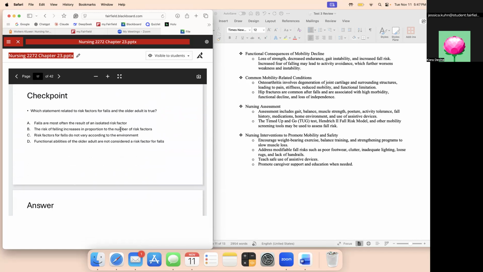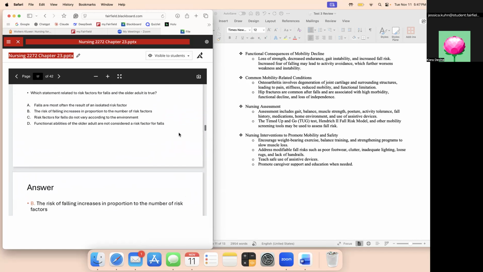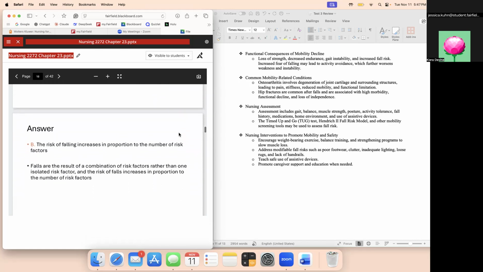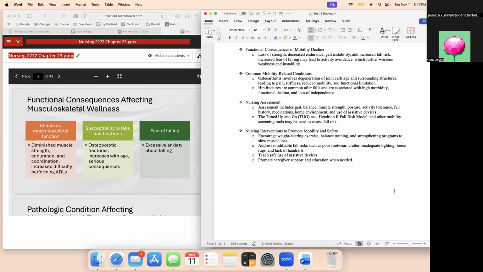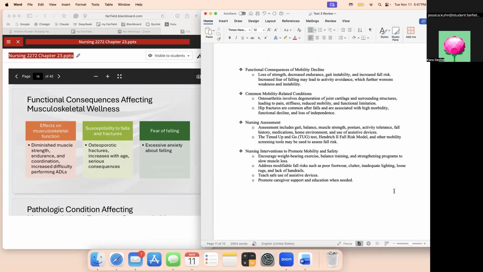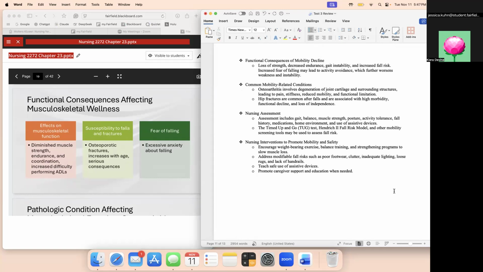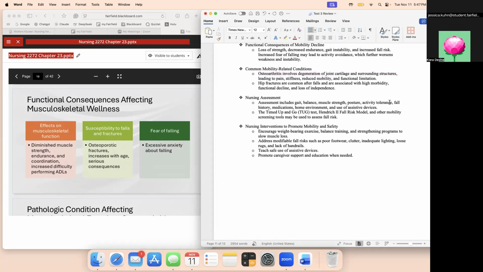Which statements related to falls are true? The risk of falling increases in proportion to the number of risk factors. Let's see. Common functional consequences. Oh, we talked about that. Common mobility related conditions. Osteoarthritis is the degradation of joint cartilage and surrounding structures.